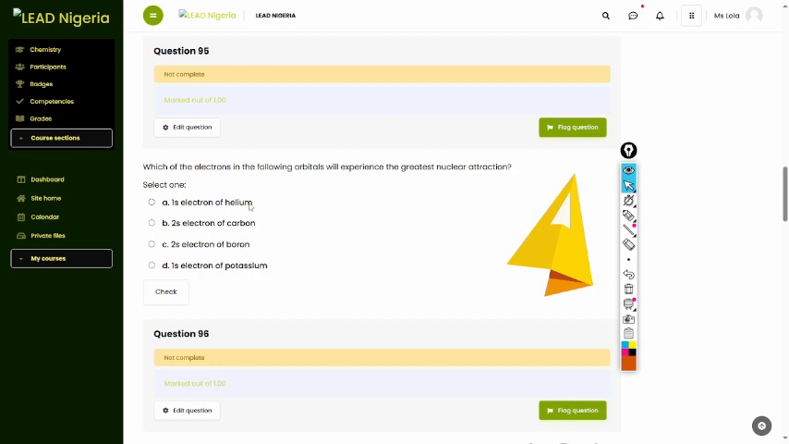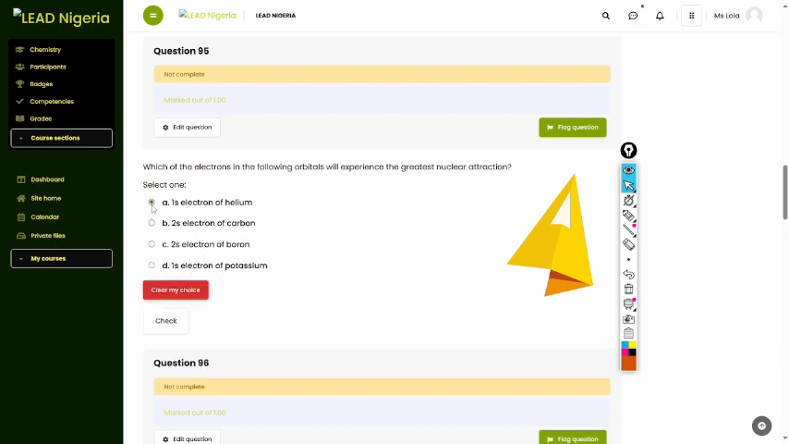Which of the electrons in the following orbitals will experience the greatest nuclear attraction? So the 1s orbital is closer to the nucleus than the 2s orbital. So either the 1s orbital of helium or that of potassium. Now that of helium would experience more nuclear attraction because helium has only one shell, which is the 1s shell. So the attraction between the nucleus and helium is stronger than in potassium that has 3 shells. So although we're referring to the 1s shell, the 1s shell of helium has more attraction than potassium. The answer is A.